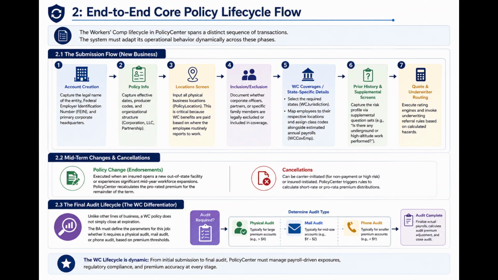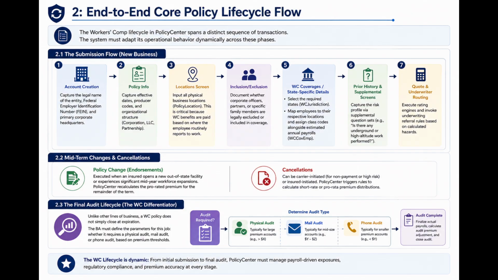A business analyst must design this screen to capture every physical location where the insured operates, mapping each unique address to a policy location entity. Because workers' compensation benefits are legally determined by the specific state and territory where an employee routinely reports to work, accurate location data forms the baseline for all state-specific coverage validation. Next, the process moves to the inclusion and exclusion screen, where the system documents whether executive officers, partners, or specific family members are legally included in or excluded from coverage, directly modifying the final exposure base.